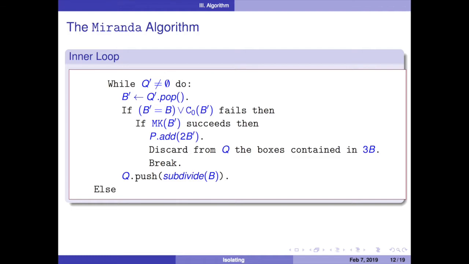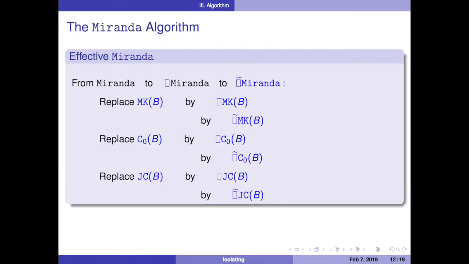Otherwise, we go into testing for the more crystallized test. If it succeeds, now we know this definitely contains a root. We put it in the output Q. This P is the output Q. We add this. And this says that we can discard from Q all the boxes that are contained in 3B. So this is a very simple way to clean things up. So these numbers are chosen carefully, 3B, 2B, so that things are very simple to implement. So I've described an abstract algorithm.